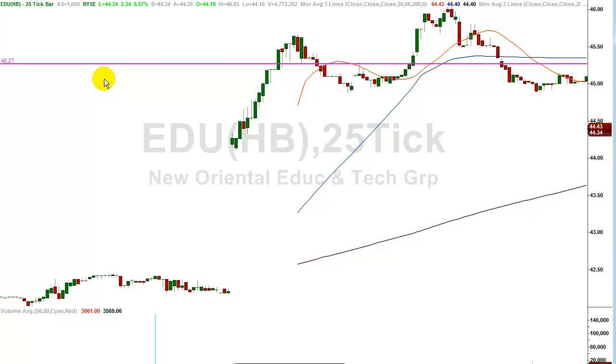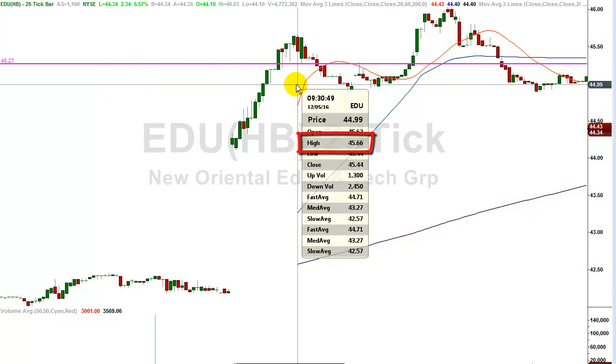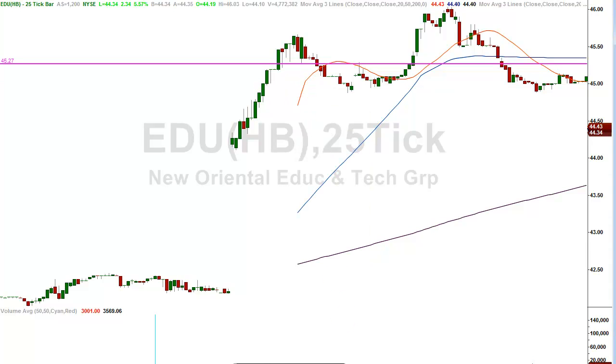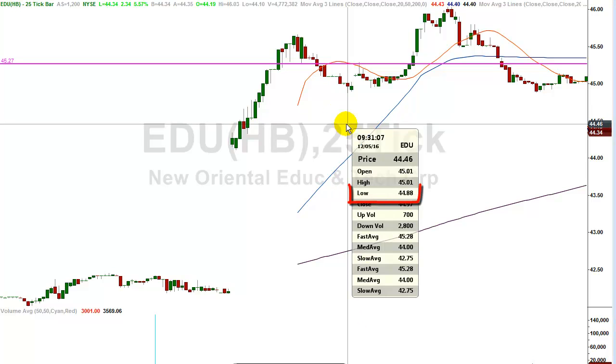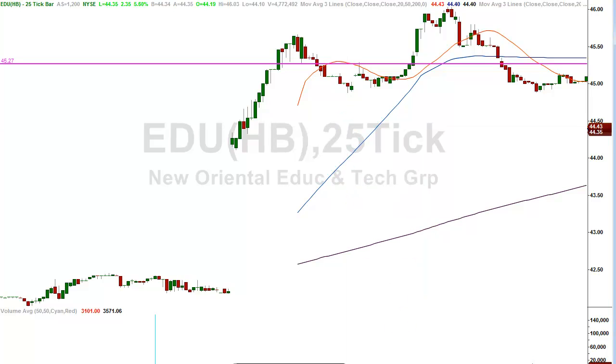The sell short price was $45.27. It made a high of $45.66, which is 39 cents over the level, within the stop loss limitation. And just seconds later, the stock was down at a low of $44.88, representing a possible gain of, ironically enough, the same 39 cents. So that trade was complete. It worked out well within the stop loss limitation and the profit target, and we're on to the next trade.